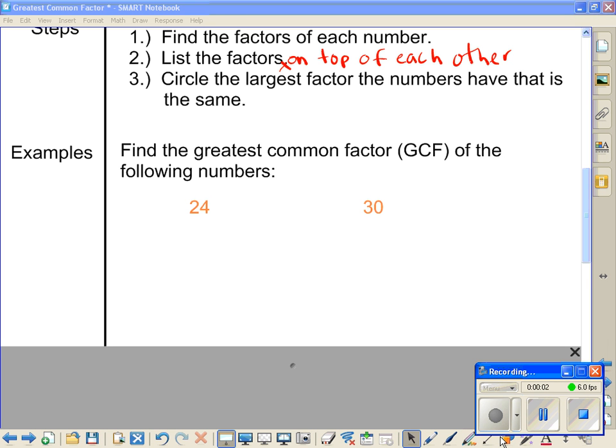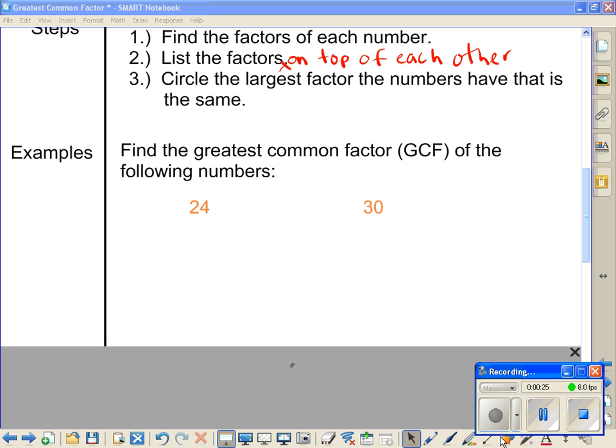Okay, let me go over the steps again. Number one is to find the factors of each number. Number two is to list the factors, one on top of the other. Number three is to circle the largest factor the numbers have that is the same, because that is our goal, finding the greatest common factor.